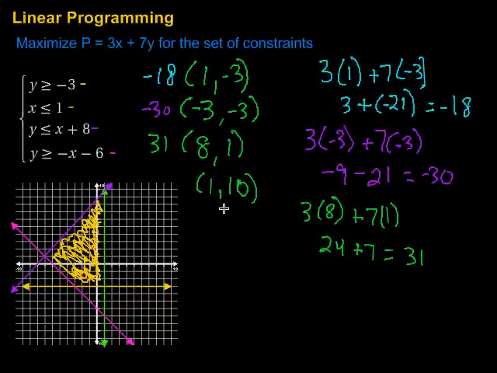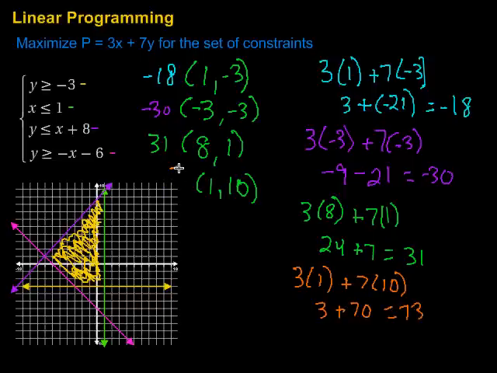Then finally, I'm going to put in the last point, which is 1, 10. So I go ahead and do that. Three times one plus seven times 10. Three times one, of course, is three. Plus 7 times 10, which is 70, gives me 73. So my objective function's value is 73 at the point 1, 10.